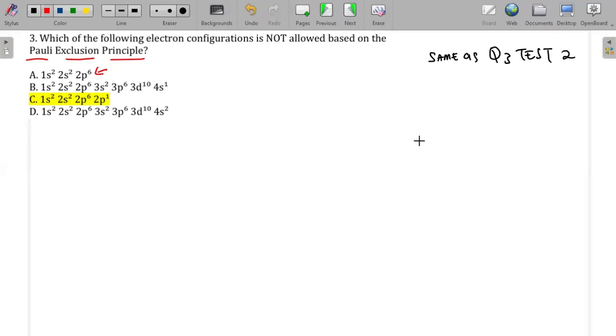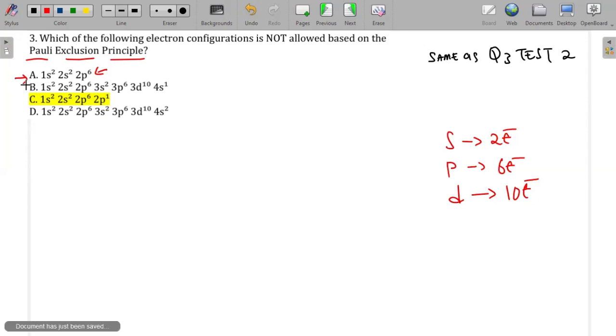Because we said for the S subshell, the total number of electrons was 2 from the previous question, right? For the P, the total number of electrons was 6. And for the D, the total number of electrons was 10. So the S can be filled with 2 electrons at maximum or less than that, the P with 6 electrons at maximum or less, and the D with 10 electrons at maximum or less. So when I look at this first electronic configuration, I have 1s with 2 electrons, that's fine. 2s with 2 electrons, that's fine. 2p with 6 electrons, that's also fine.